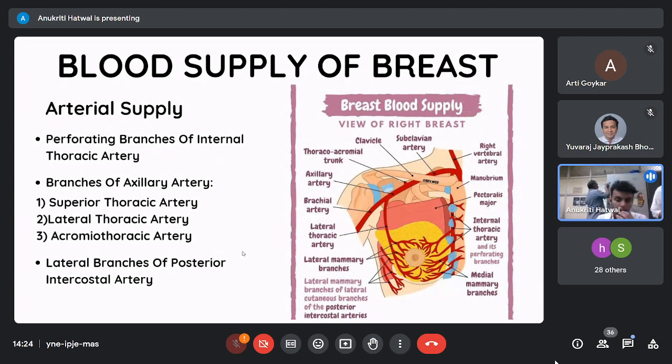Thanks, Ananya. Now I will talk about the blood supply and the lymphatic drainage of the breast. So first, we will understand the breast.